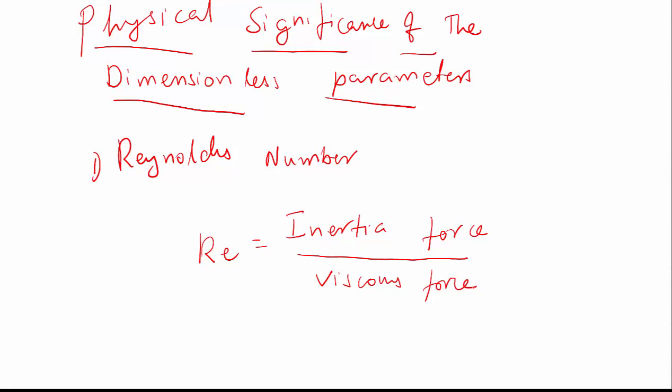Reynolds number is equal to inertia force by viscous force. It characterizes the type of flow, whether it is laminar or turbulent. Okay, the Reynolds number is a dimensionless quantity. It characterizes the type of flow, whether it is laminar or turbulent. Then second, Prandtl number.